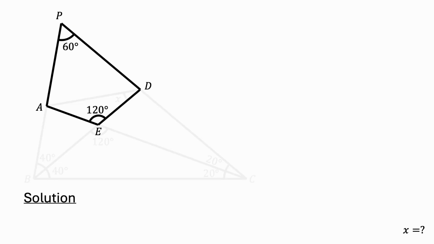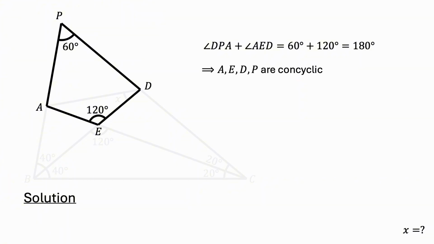Next, consider quadrilateral AEDP. Angle DPA and angle AED are opposite angles. Since angle DPA plus angle AED equals 60 degrees plus 120 degrees, which equals 180 degrees, they are supplementary. Therefore, points AEDP are concyclic. That is, AEDP can be inscribed in the circle.